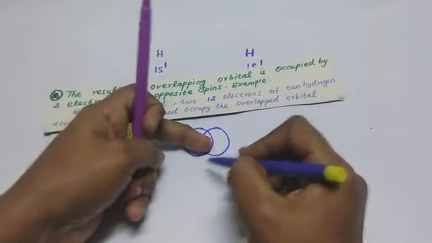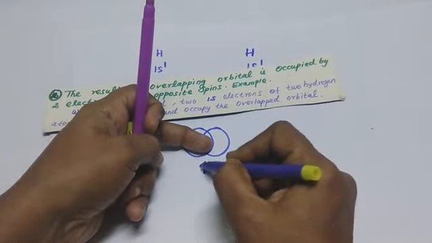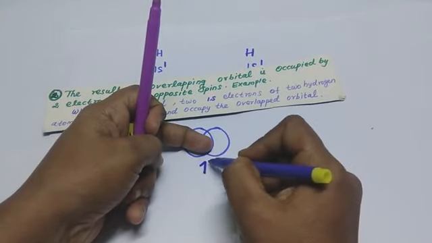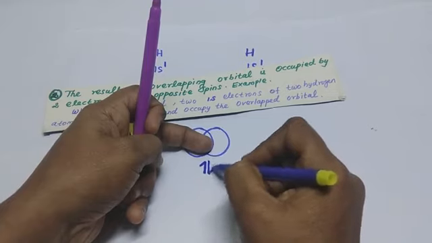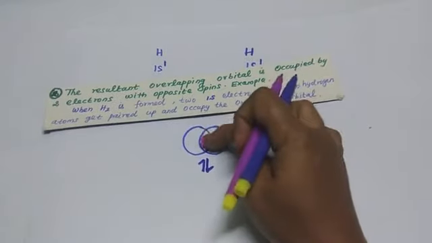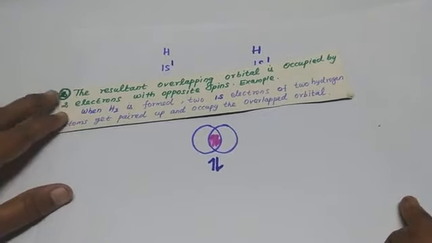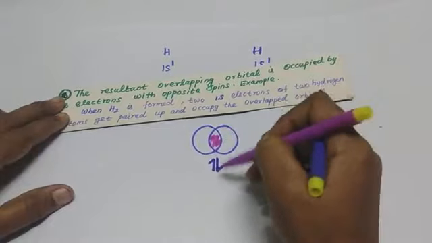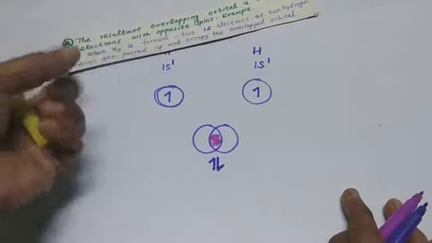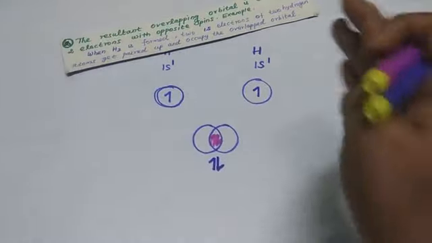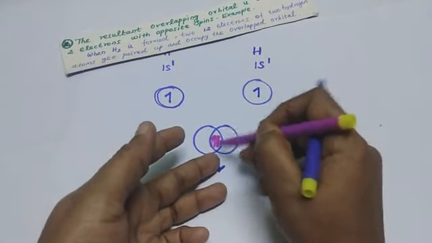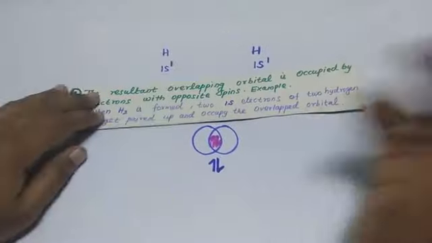How will we show that? The upward arrow indicates the electron rotating in the clockwise direction. The downward arrow represents the electron with anti-clockwise rotation. So they will have opposite spins. Now these two electrons will occupy the overlapped orbital. When they are present separately, they are in the 1s orbitals, but after overlapping they will occupy the overlapped region of the orbital.